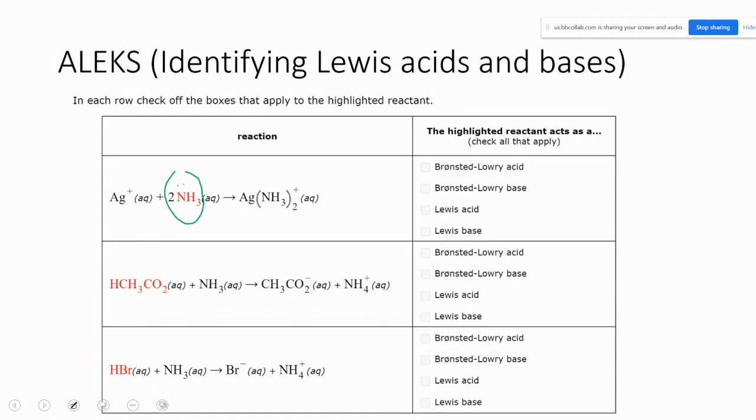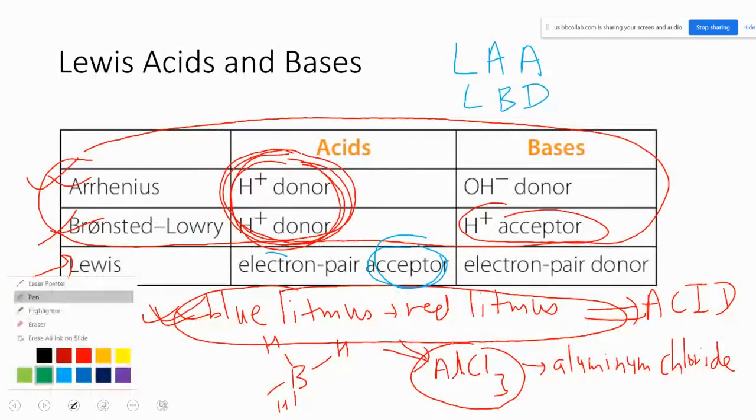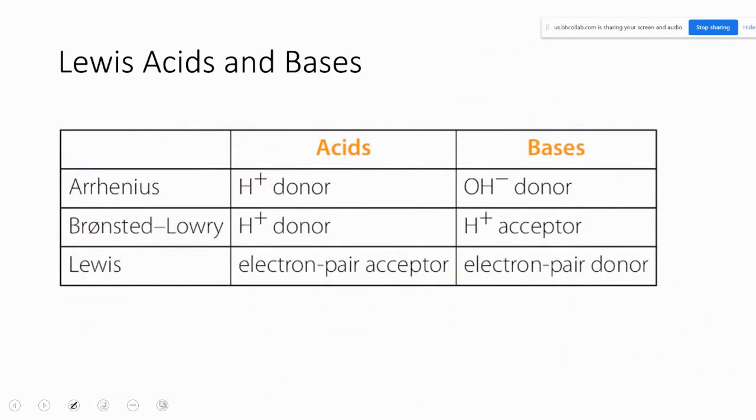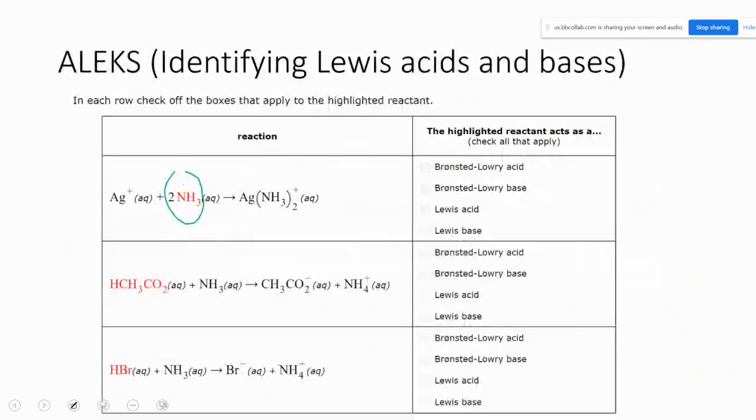My Bronsted-Lowry base definition tells me it is an H plus acceptor. If it was a base, do I have any H plus here? No. No H plus. That tells me this definitely is not a Bronsted-Lowry base.